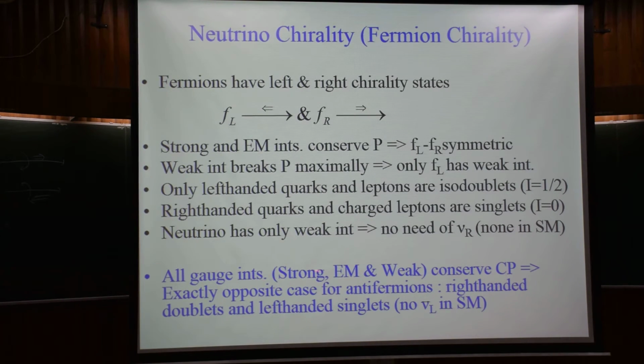Now all gauge interactions, strong, electromagnetic and weak, conserve CP. That means if you make a simultaneous parity transformation and charge conjugation, then it remains invariant. This means we have exactly the opposite situation for antifermions. That is, right-handed antifermions are isodoublets and take part in weak interaction. Left-handed antifermions are isosinglets and do not take part in weak interaction. And there is no left-handed antineutrino in the standard model, like there is no right-handed neutrino. You see, the antiparticle of the right-handed neutrino is the left-handed antineutrino, because CP is conserved. So in the standard model there is no right-handed neutrino, similarly no left-handed antineutrino. Is it clear?